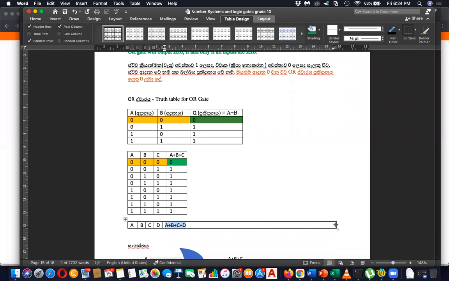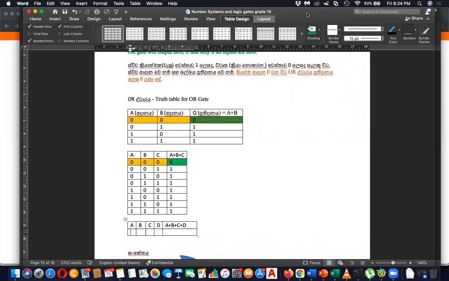You know that. If 4 inputs, how many combinations? Now we discussed. 4 inputs, how many combinations? Yes. 16 combinations.